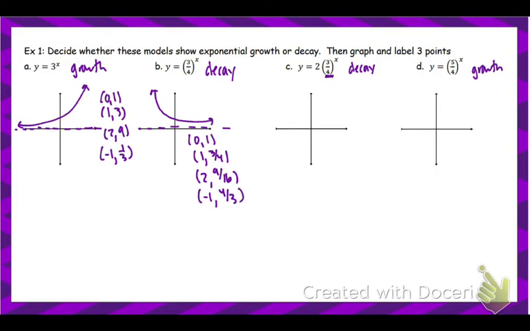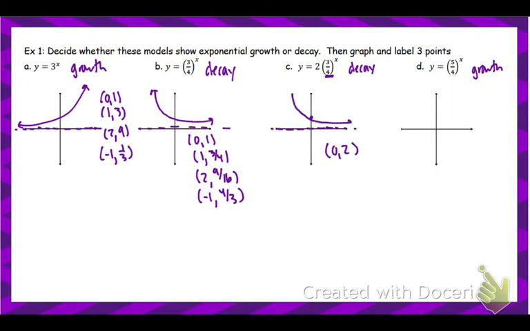So 2 is going to look like a similar shape, but that 2 right there that's out in front changes your y-intercept. It changes the initial value. Because think about it, if you plug in 0 for x, anything to the 0 power is 1, but now it's being multiplied by 2. So (0, 2) would be your y-intercept.